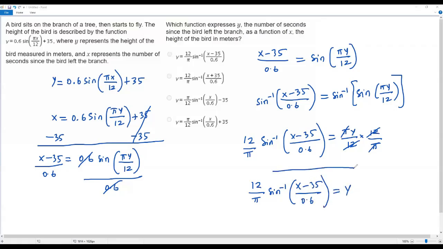Now we have completely solved for y. That is, this is the inverse of the given function. So let's look at the options where we find this function. We find this function in option A, the first option. It is 12 over pi sine inverse of x minus 35 over 0.6. So the correct answer choice for this question is the first option.